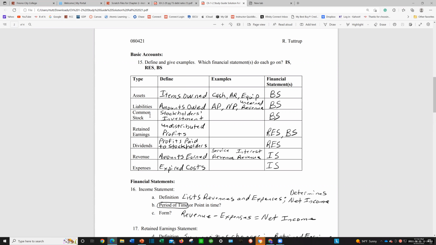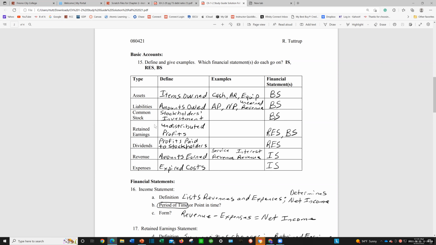Common stock. What is that? That's stockholders' investment. If the owner invests $10,000 in the business, then the cash will go up, right? But also his ownership interest goes up through common stock. And there's no example here because common stock is common stock. So I didn't put anything here. It goes on the balance sheet again.